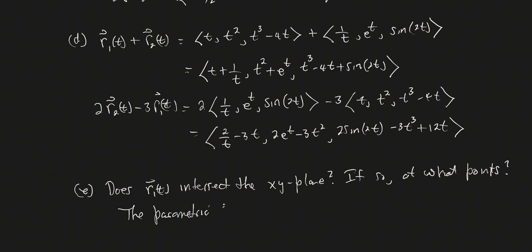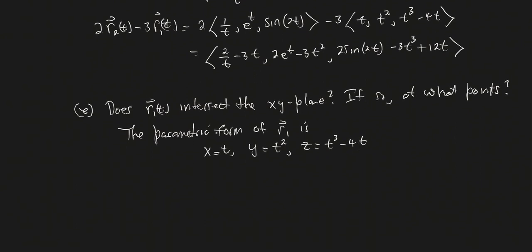Okay, so the parametric form of R1 is: the x component is t, the y component is t squared, and the z component is t cubed minus 4t, right? Well, again, this is an intersection problem. It's asking us, does this vector function intersect the xy plane? Well, in the xy plane, we know that z would have to be equal to 0.